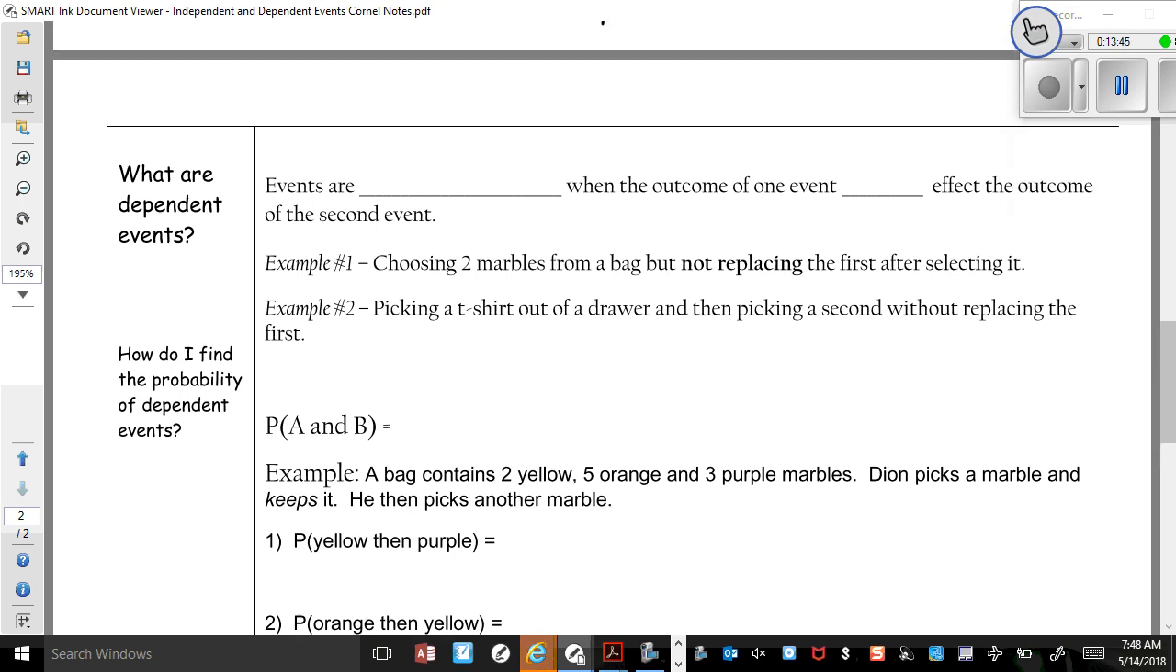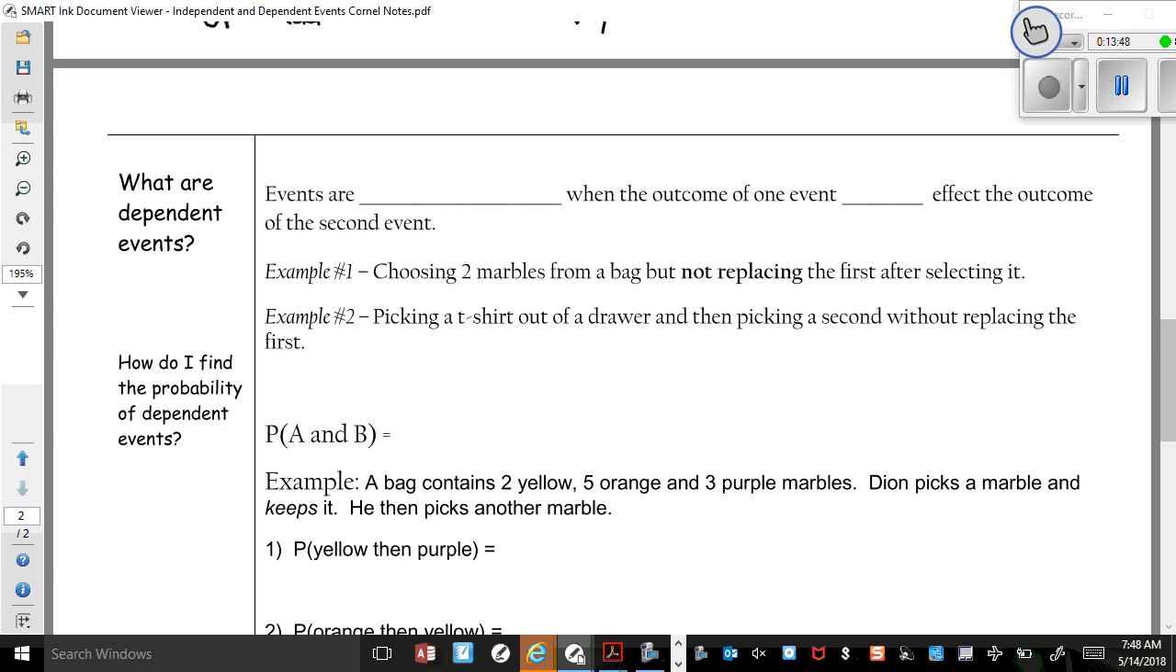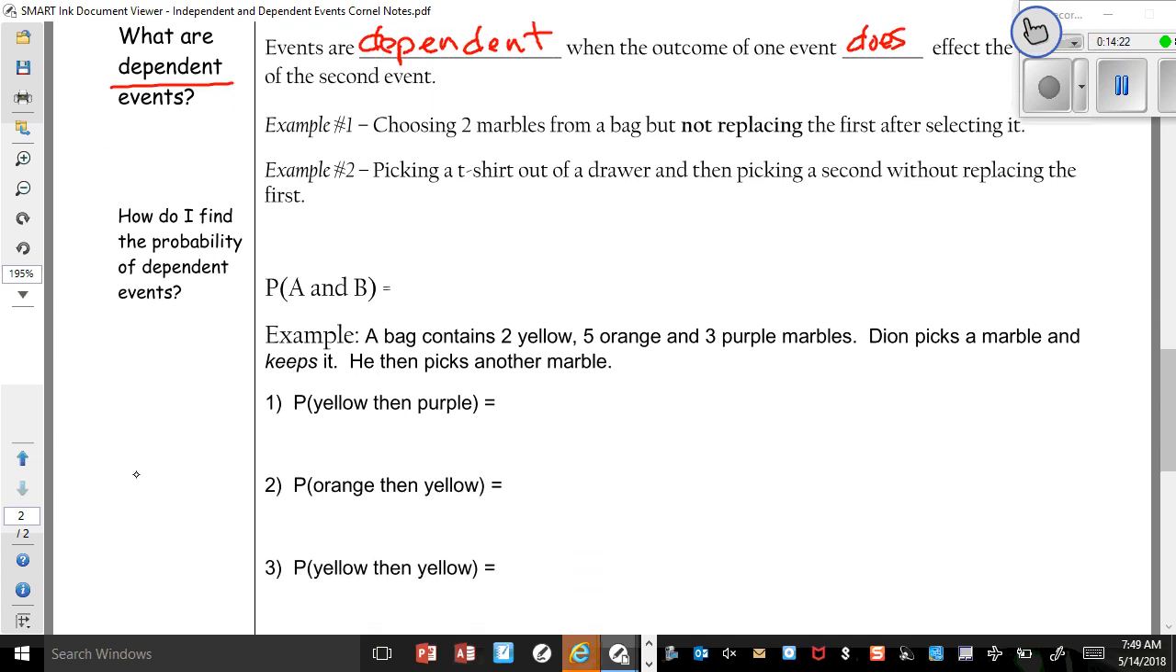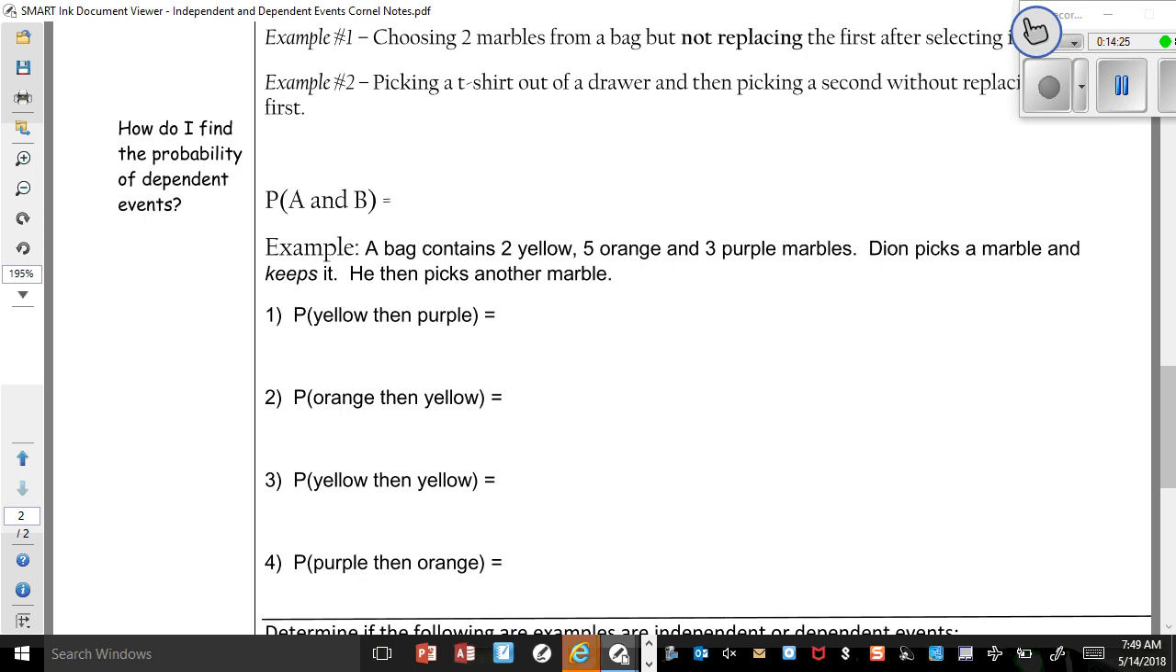All right, events are dependent when the outcome of one event does affect the outcome of the other. They depend on each other. Okay? Choosing 2 marbles but not putting it back. So in other words, the big box of cubes back there, all the different colors, if I don't put it back, it affects how many are left. Let's say I pull a yellow one. If I don't put it back, it affects how many yellow are left and how many total are left, right? So this is the probability of A and B.